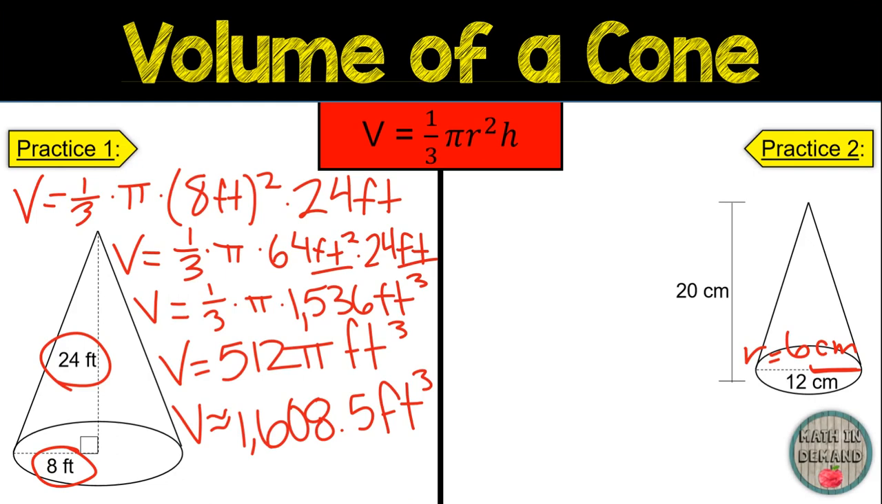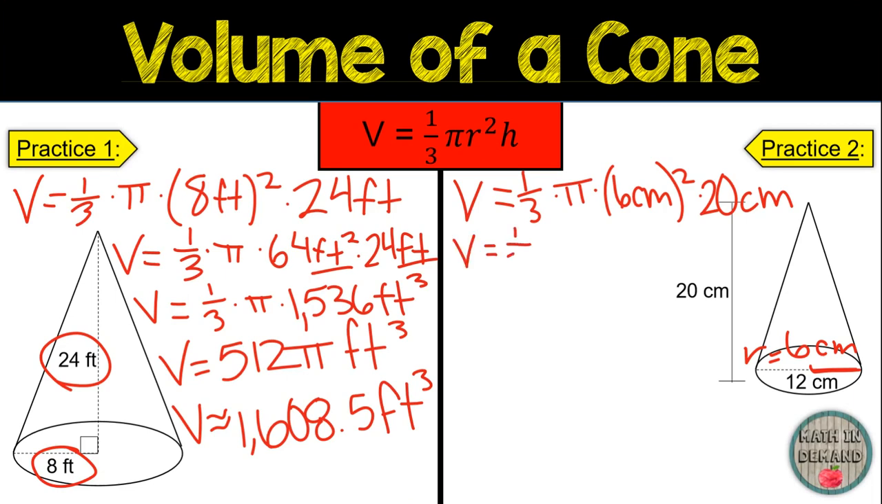Okay, so let's go ahead and plug it in. I'm going to put V equals 1/3 times pi times my radius. My radius is 6 centimeters squared times my height. My height is 20 centimeters. All right, I'm going to simplify. So volume equals 1/3 times pi times 6 centimeters times 6 centimeters will give me 36 centimeters squared times 20 centimeters. Okay, I'm going to further simplify.